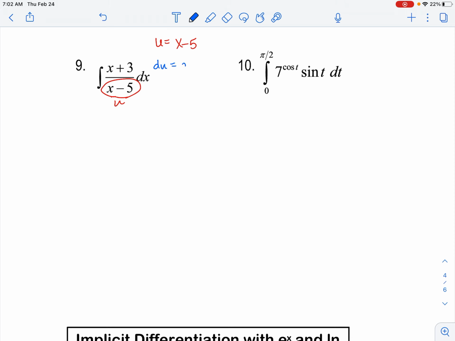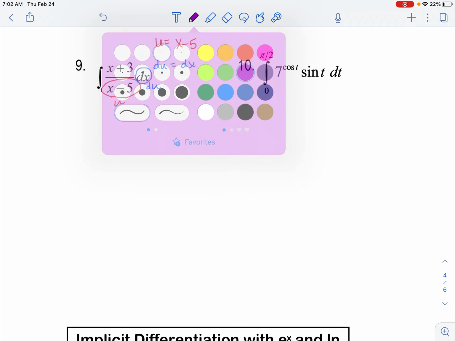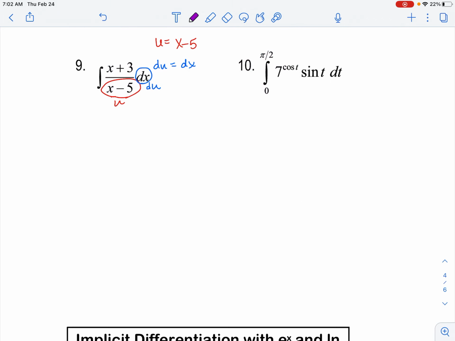But that does not show up in our du. So our du is just dx. And so we still have that extra x on top. And what we did in the last unit, if you recall, was double u substitution. So we're going to do this again, and we're going to write if u equals x minus 5, then x equals u plus 5.